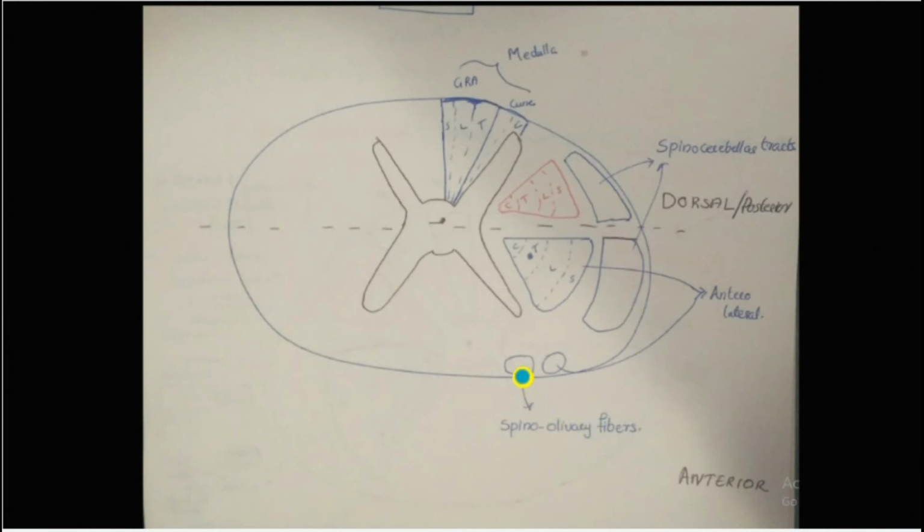And I already said that in the anterior position we also have a medulla fiber, that is, we know, the olivary nucleus. The olivary nucleus lies in the ventral surface of the medulla. So in the anterior portion of the spinal cord we have seen a tract which comes from the spinal cord to the olivary nucleus. These fibers are called spino-olivary fibers.